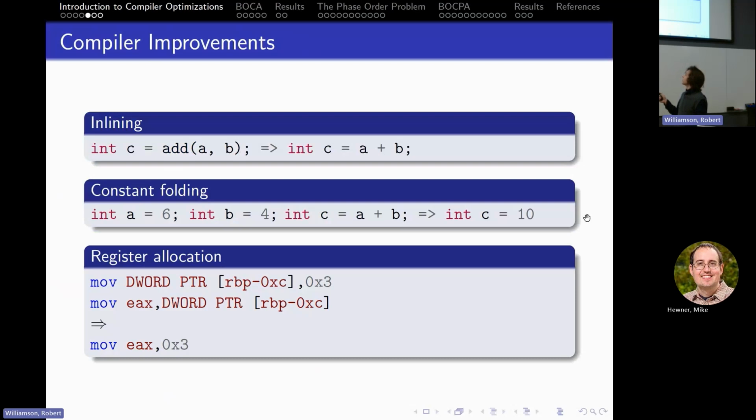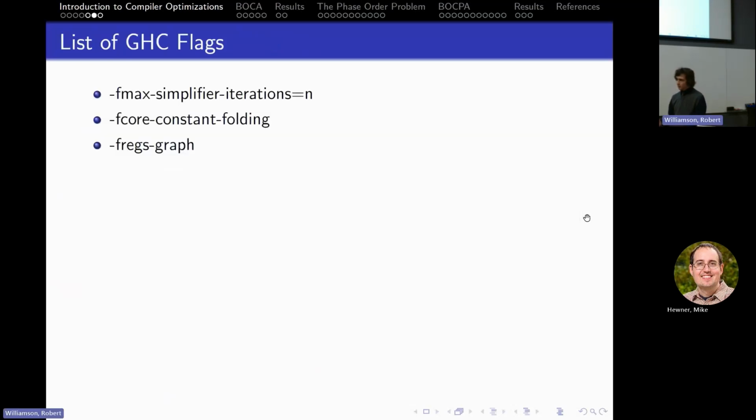The first one is function inlining, basically taking the source code from a function and just pasting it where the function was called. Second one is constant folding. If we know what these values are in advance and they're not going to change, we can just compute them ahead of time. And third and finally is register allocation, which gets rid of that redundant instruction that I showed you. All right, those 3 optimizations in the Haskell compiler are controlled by these 3 compiler flags.